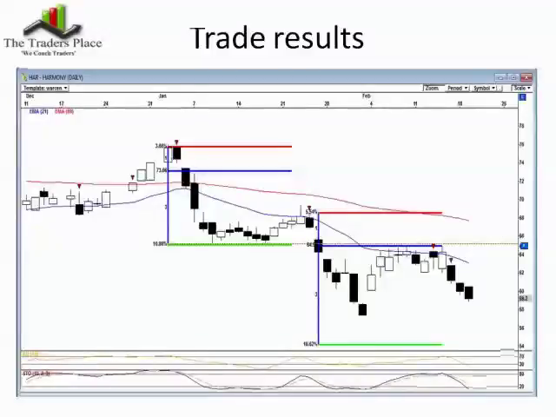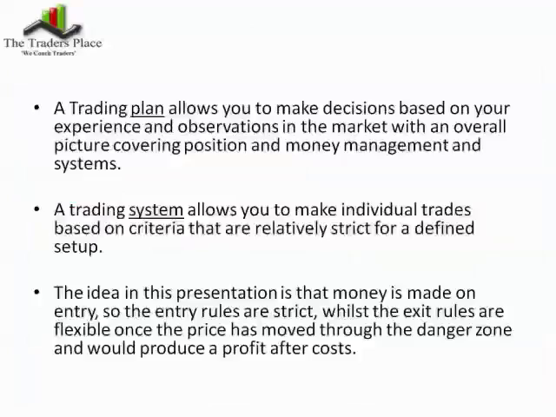Okay, here are some of the pointers. A trading plan allows you to make decisions based on your experience and observations in the market, with an overall picture covering position, money management, and your trading systems. A trading system, on the other hand, allows you to make individual trades based on criteria that are relatively strict for a defined setup. So today was not a trading plan, it was a trading system. It has defined criteria. I know exactly what I'm looking for in the setup, and I know what my triggers are.